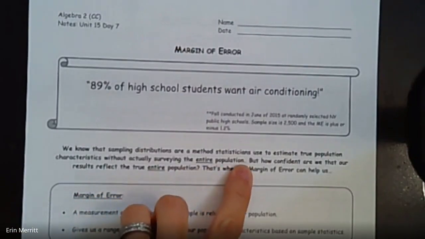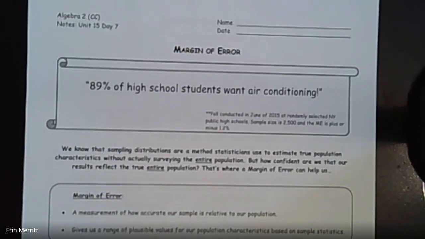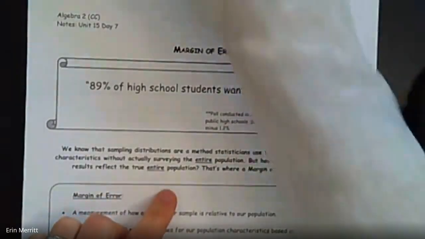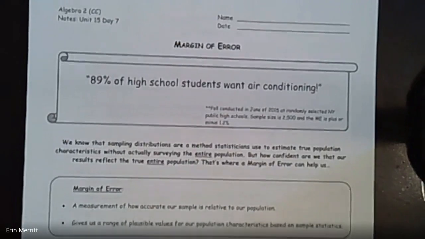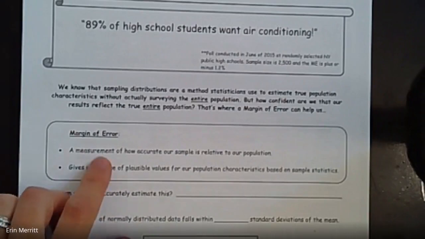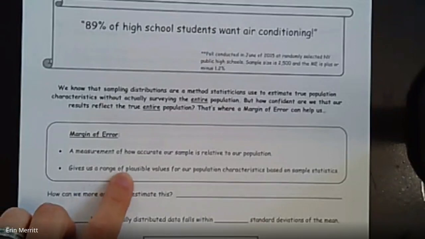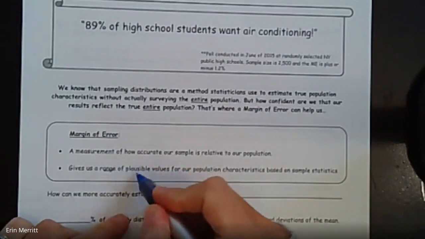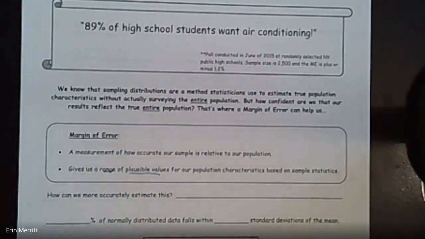It says, but how confident are we that our results reflect the true entire population? That's where margin of error can help. It gives validity as to how accurate or maybe inaccurate the data could be. Margin of error, a measurement of how accurate our sample is relative to the population, gives us a range of plausible values. That's kind of key there. A range of plausible values for our entire population characteristic based on the sample statistics. So it's saying it should be between these two values.